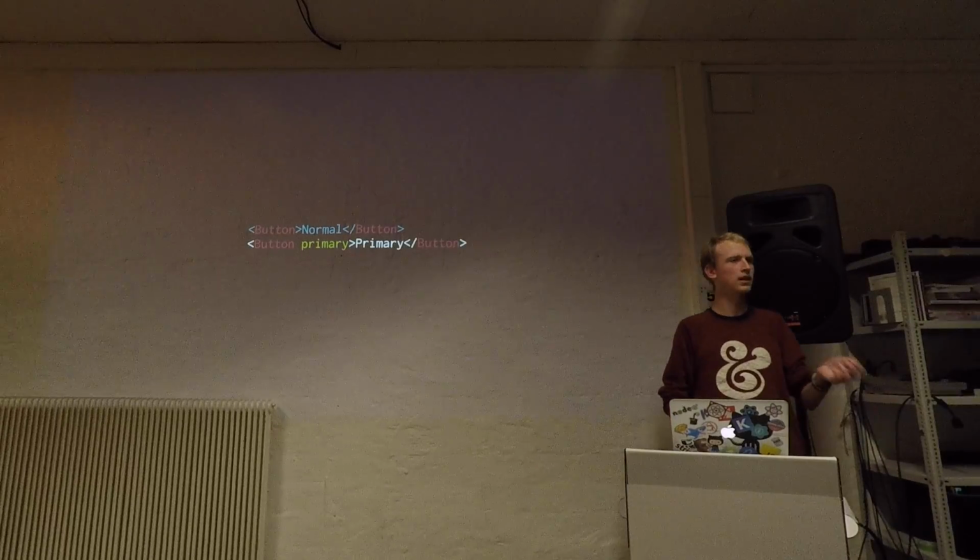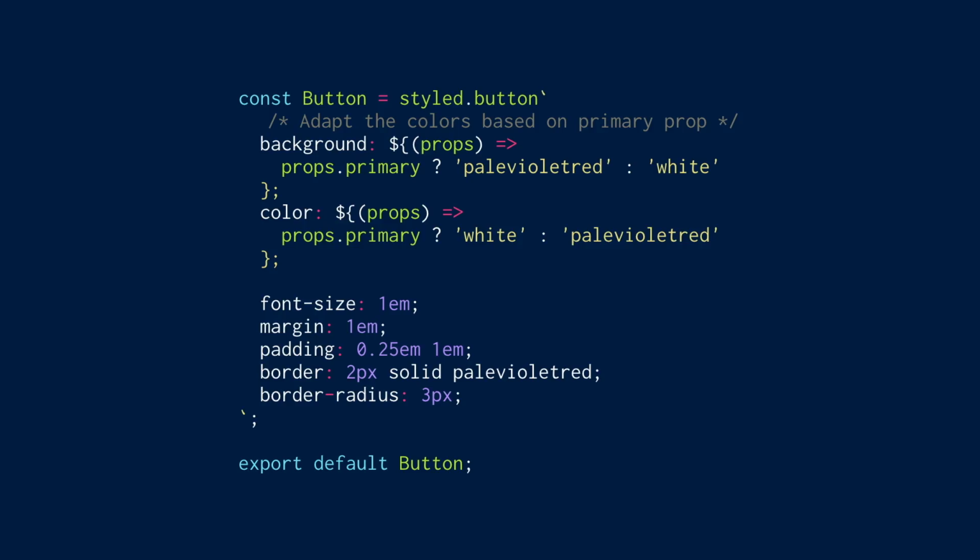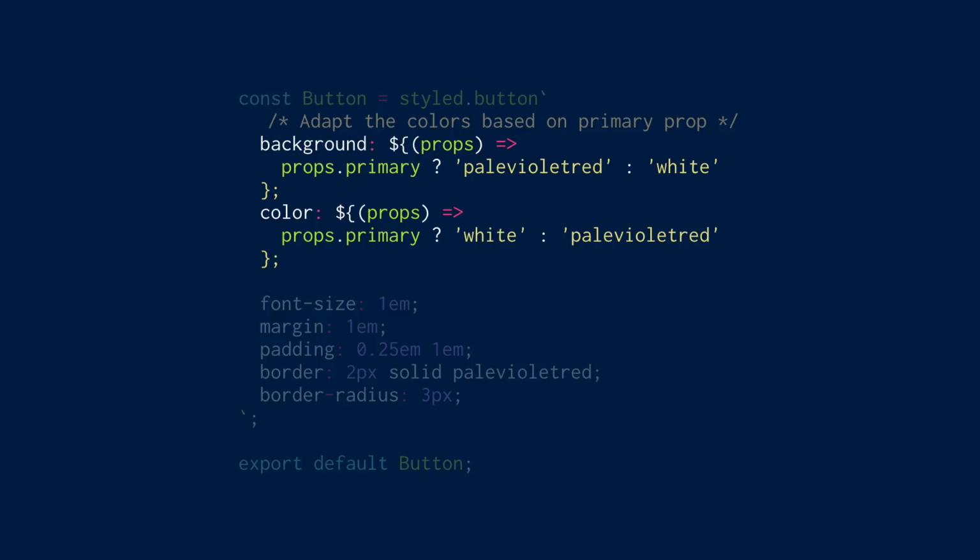And this is where tag template literals come into play. So what we allow you to do is interpolate a function into this template literal. And into this function, we then inject the properties that you pass to the components. So in this case, this is a button component. And this button component essentially says, if the primary prop is set, set the background color to pale violet red and the color to white. Or if it isn't set, if it's not a primary button, set the background color to white and the color to pale violet red, right? And we can do this because it's a tag template literal.